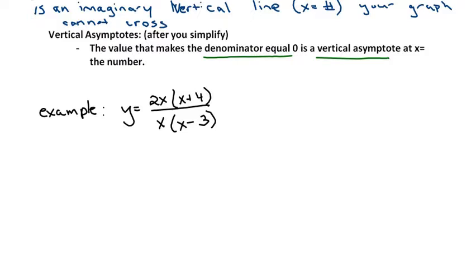So I would tell you to go through the steps. So if you were going through the steps, the first thing you would find is any holes. So anything that is a common factor that's going to cancel out is a hole.